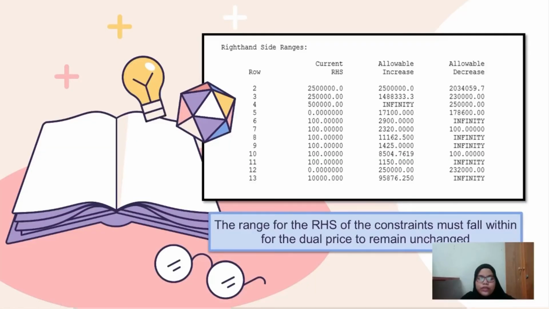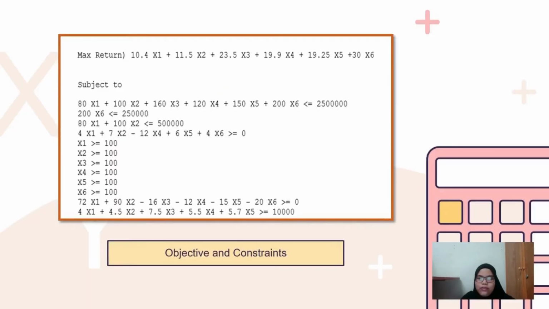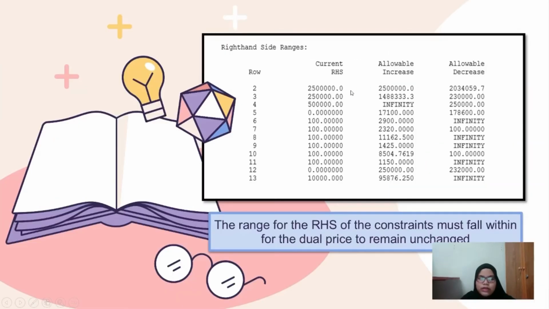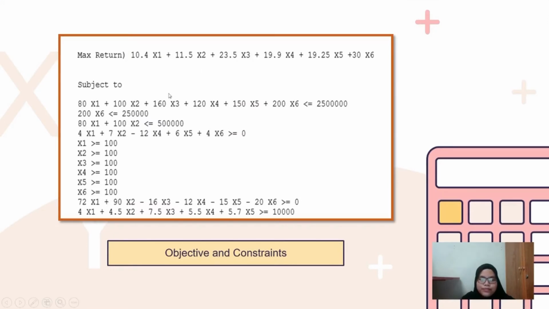Now, we go through a few of the constraints one by one. So, if the maximum total amount invested, which is the right-hand side of constraint 1 here, decreases within the value of 2034059.7 and increases within double of its current value, then the dual price and reduced cost will remain constant. This similarly applies to constraint number 2, where the dual price and reduced cost will remain constant if the maximum amount invested in F, which is the right-hand side of constraint 2 here, stays within the range of 20,000 and 1,738,333.3.